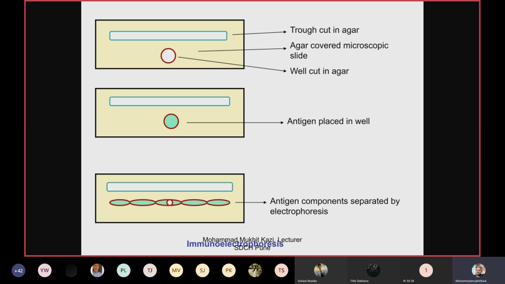Immunoelectrophoresis. When you pass an electric current through the gel, you will get a line of precipitate. On the first slide, there is a trough on the agar, and at the bottom side there is a well. Next, you place the antigen into the well, and a current is passed, and that antigen will spread throughout the agarose gel on the slide.